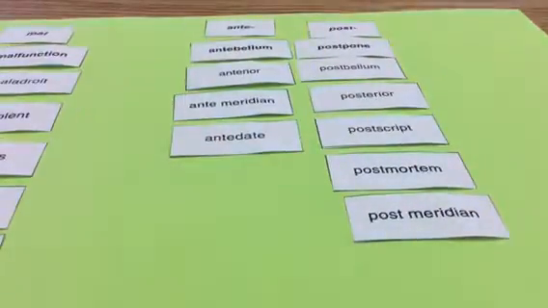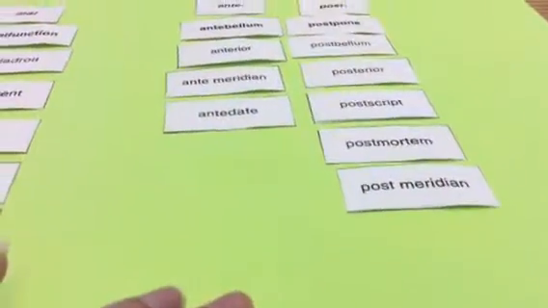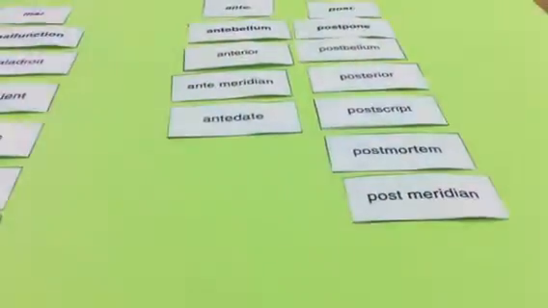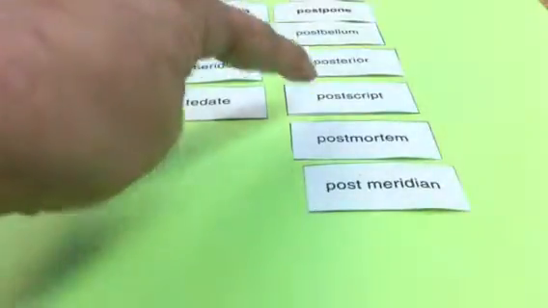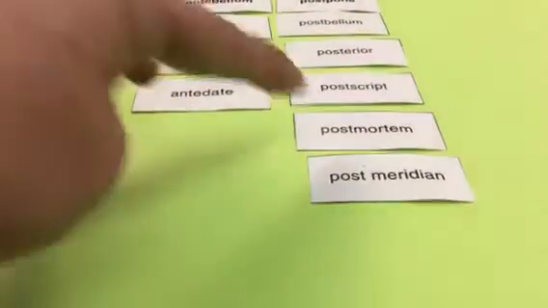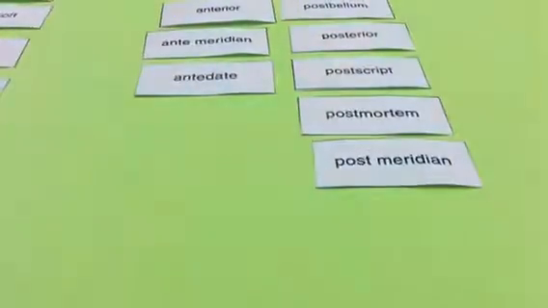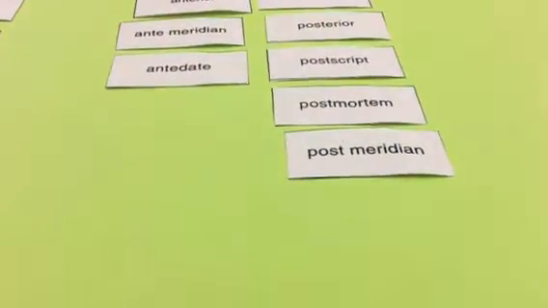Postbellum means after a war. We have posterior, which is the back of something. We have postscript, which is some words that are written at the end of a book. Postmortem means after death, and postmeridian is the PM that you see when we tell time.